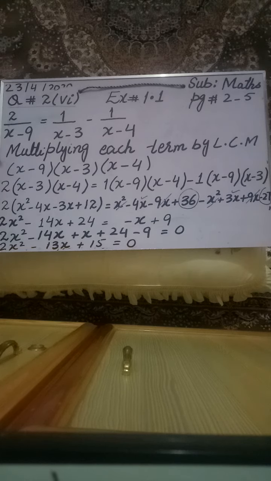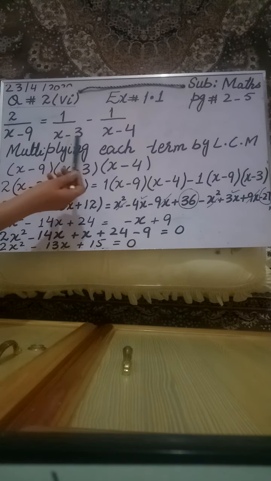So let's start. The equation is 2 divided by x minus 9, minus 1 divided by x minus 3, equals 1 upon x minus 4. We cannot solve this equation until it is written in standard form. So first of all, we will start writing this in standard form, then we will find the solution of it. So let's see how we can write this in standard form.